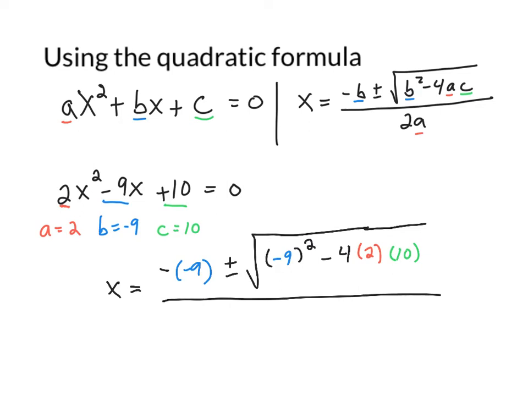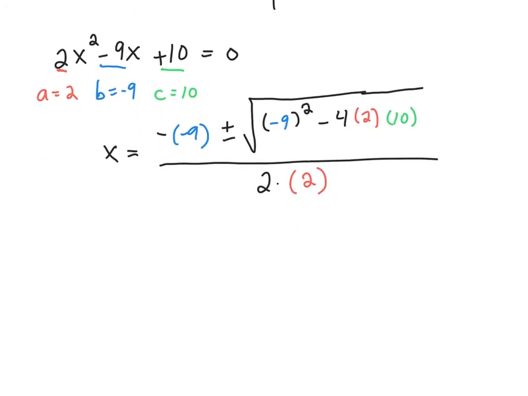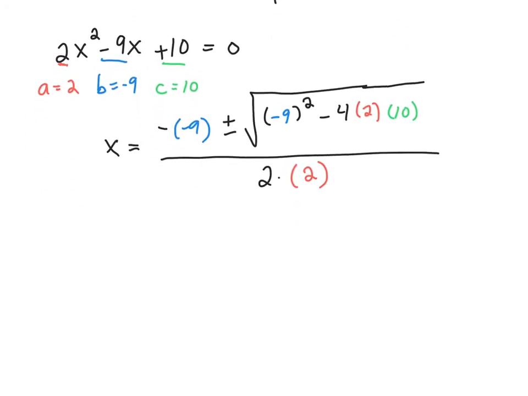And it's all divided by 2 times our a, which is 2. All right, so we've done a lot here, but what we should notice is that this is all numbers. So we can come down, and here's my equation: 2x squared minus 9x plus 10 is equal to 0. And if I simplify this, we should find that I get my answers that I want. All right, so let's take it one step at a time.